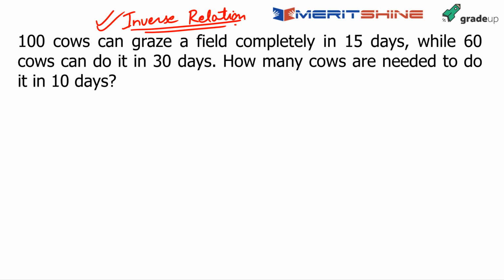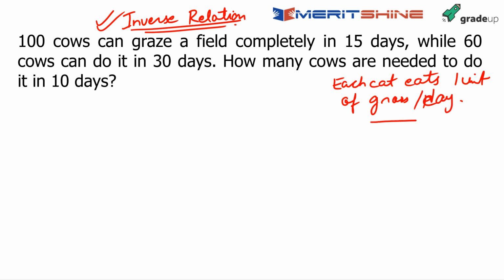Let's assume for a moment that each cow eats 1 unit of grass per day. You do not need to write this, I'm just writing this down for you. So each cow eats 1 unit of grass per day. Look at the first scenario. This is 100 cows and they graze for 15 days and this whole thing is over. So they must have eaten 1500 units of grass, right?